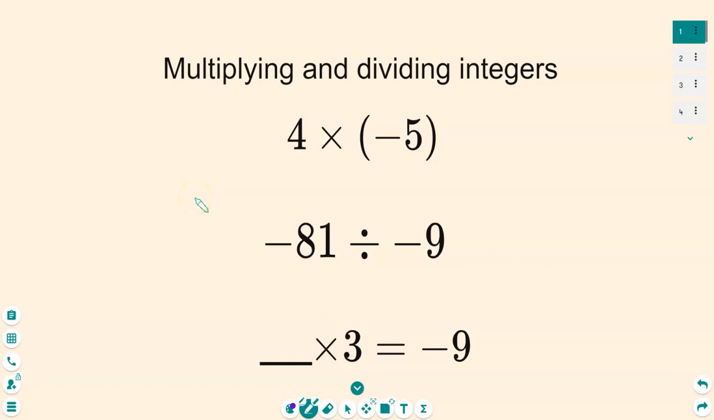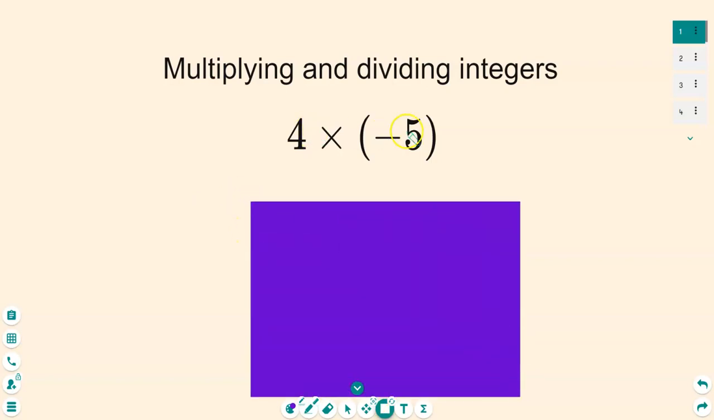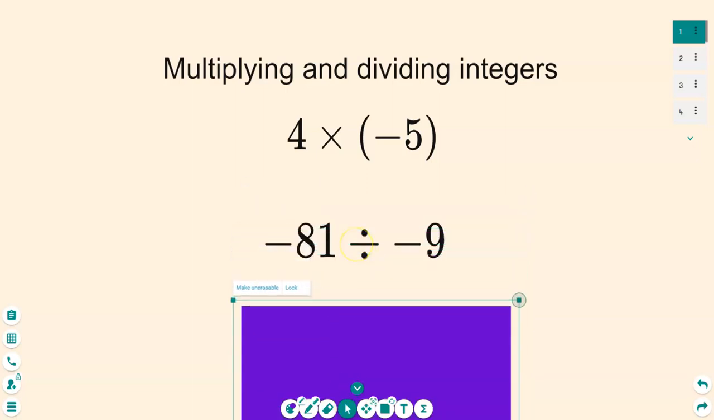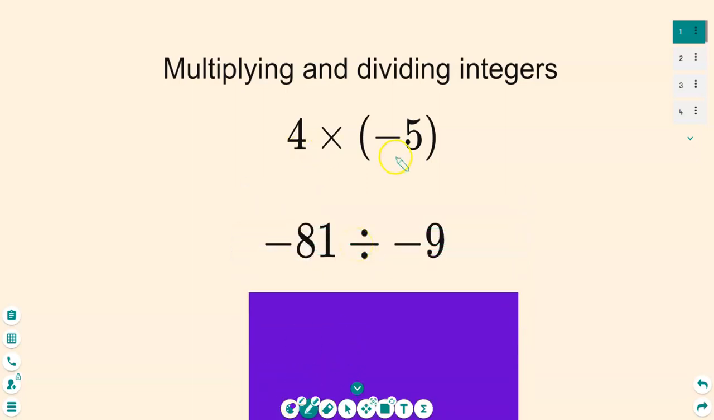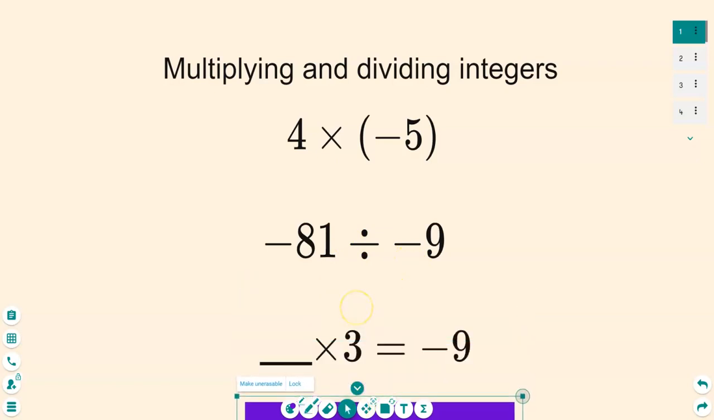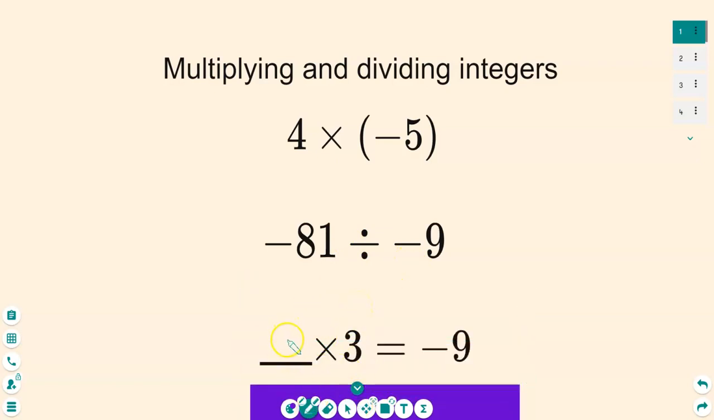Hello. So today we're going to be looking at multiplying and dividing integers with both positive and negative numbers. For instance, we're going to be answering some questions like the following. We've got 4 times negative 5 here, so a positive times a negative. We've got a negative divided by a negative. And at the end of it, we're going to look at what number should multiply to give a negative.